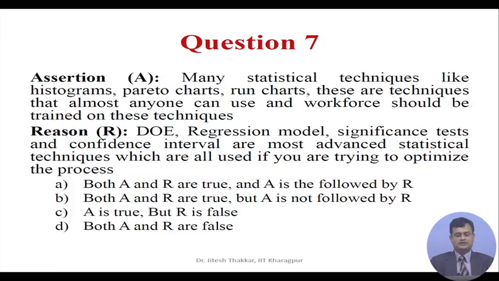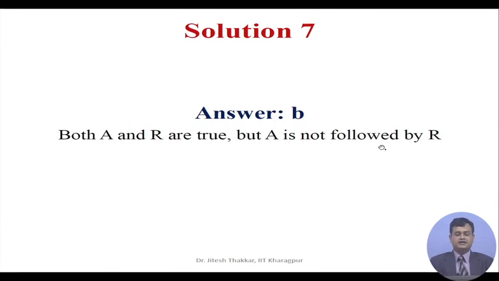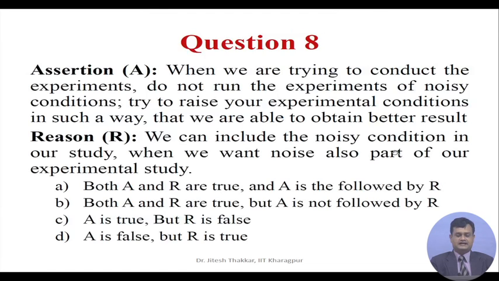A. Both A and R are true and A is followed by R. The option B. Both A and R are true but A is not followed by R. C. A is true but R is false. D. Both A and R are false. The correct answer is B. Both A and R are true but A is not followed by R. So, B is the correct answer.